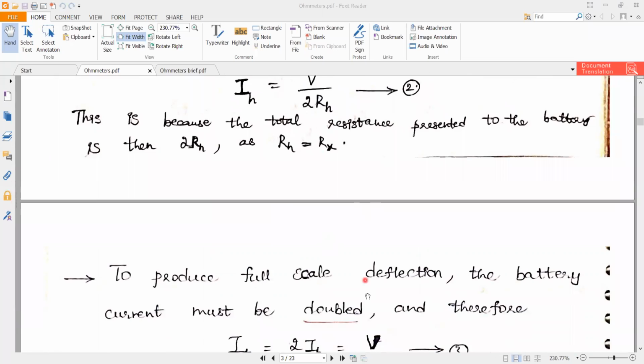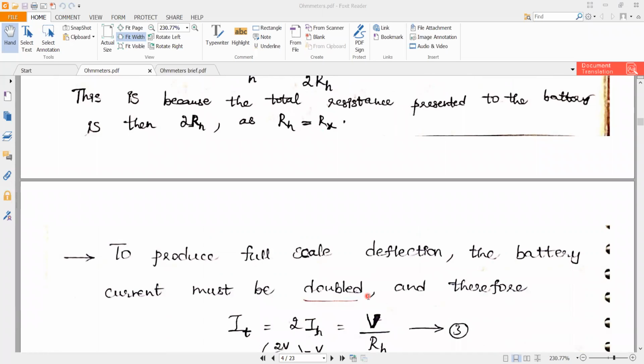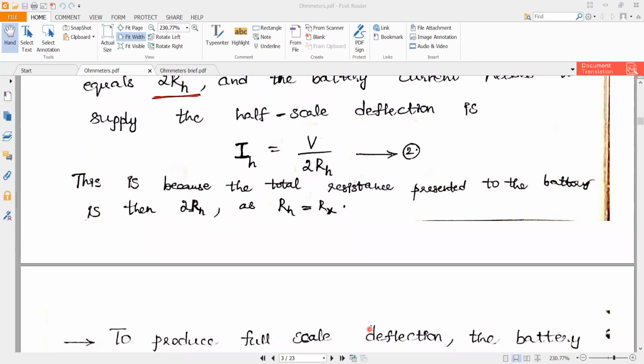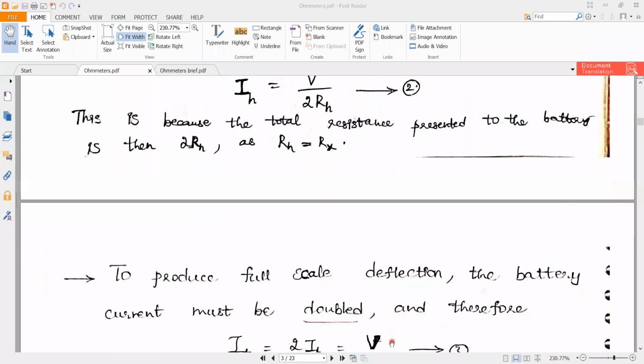Two equations, so please note down those. This derivation part is important. Next, if problems are given, you have to apply it there. Okay, IH is equal to V by 2RH. Let it be equation number 2.